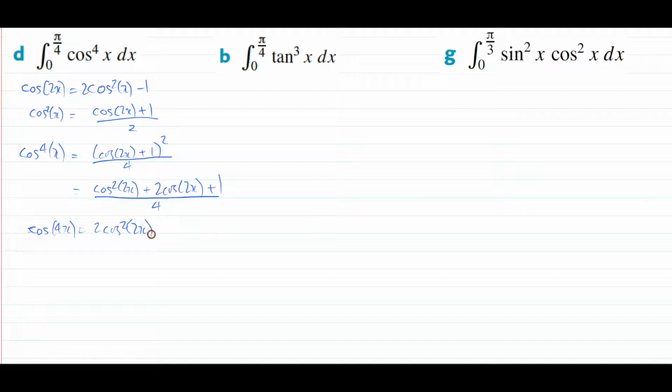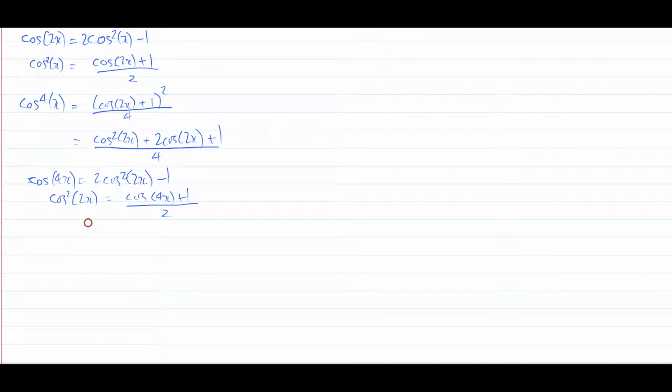So it's still the double angle formula. I'm just going to use the double angle formula once again, but this time instead of 2x it's 4x, but it's still double, okay? So that means cos squared of 2x is equal to cos 4x plus 1, divided by 2. Right, I'm just going to replace everything here again. So cos squared 2x with this, and we get cos 4x plus 1, everything divided by 2, and then plus 2 cos 2x plus 1. I know it looks a bit messy, but don't worry, it will simplify very nicely towards the end, okay?